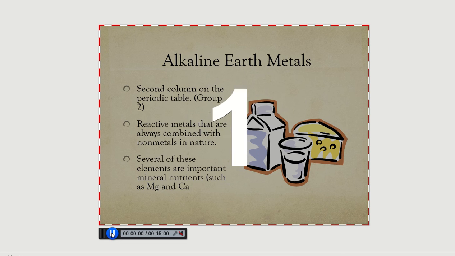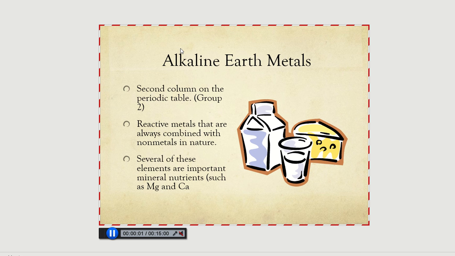3, 2, 1. So part of the periodic table of elements includes the alkaline earth metals. And these are the second column on the periodic table, part of group 2. They are reactive metals that are always combined with nonmetals in nature. And these metals can be very important for humans. For instance, magnesium and calcium, which are essential to our physical well-being, are part of this group of alkaline earth metals.